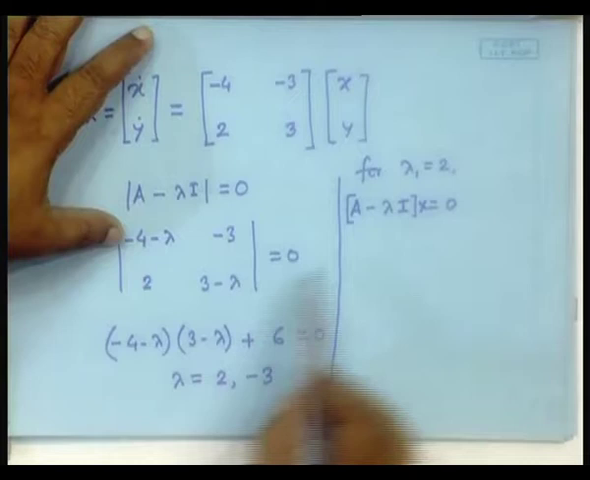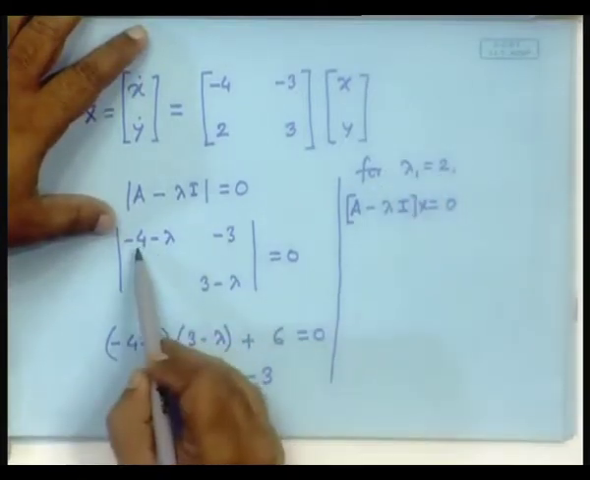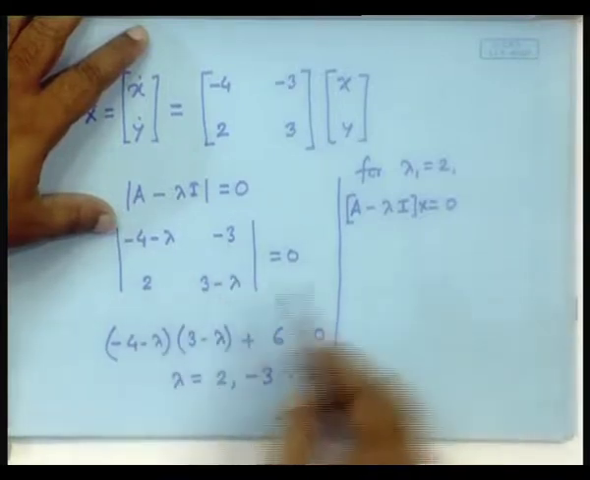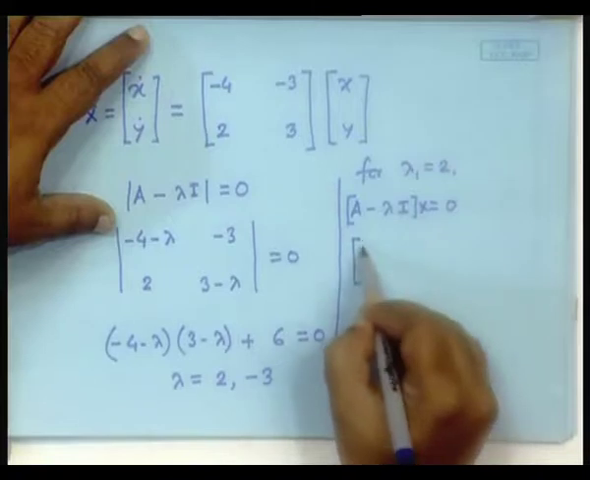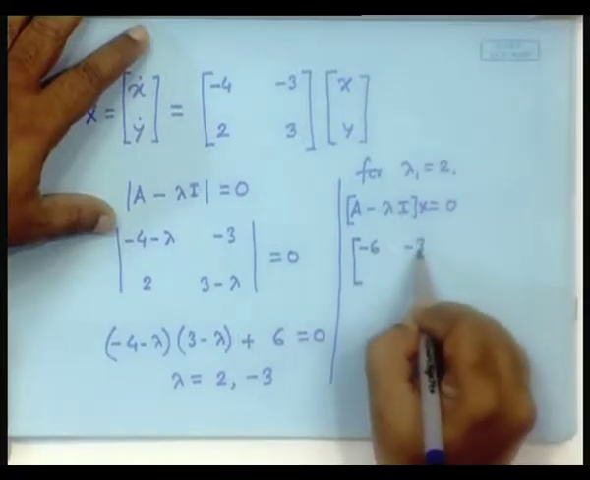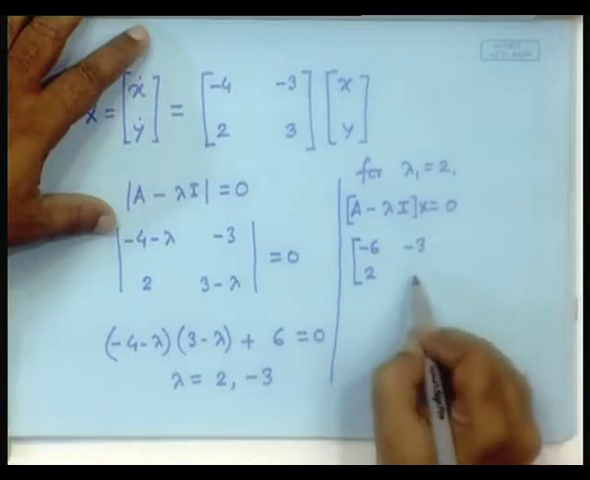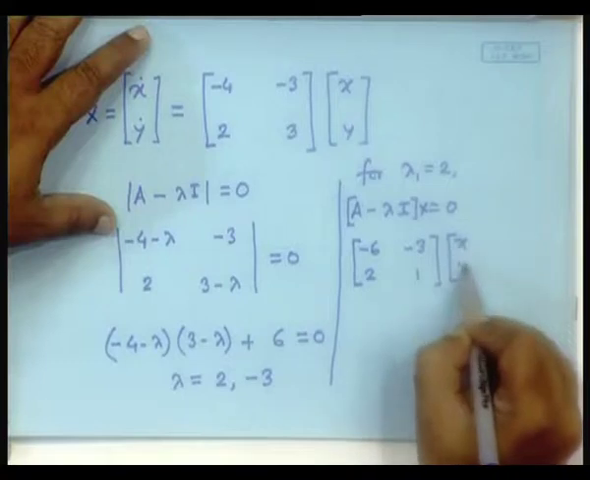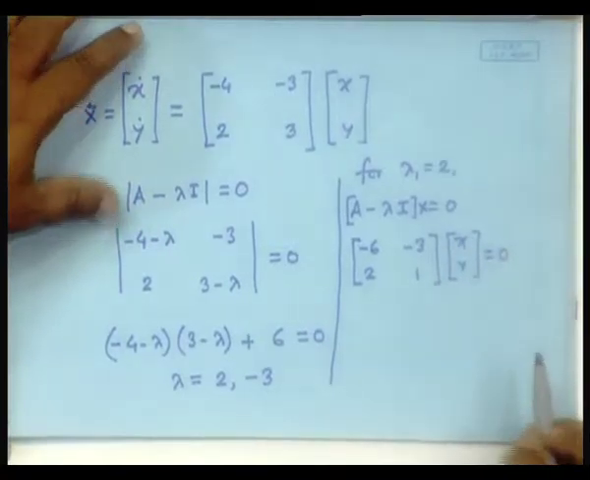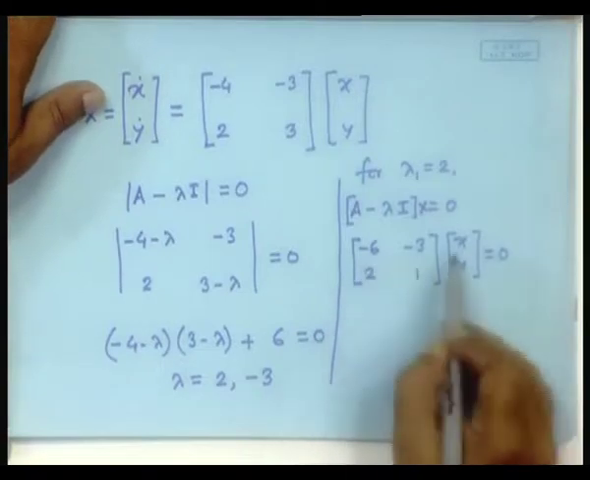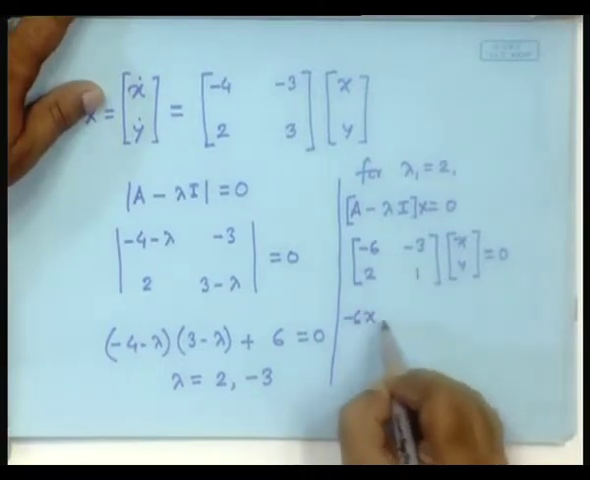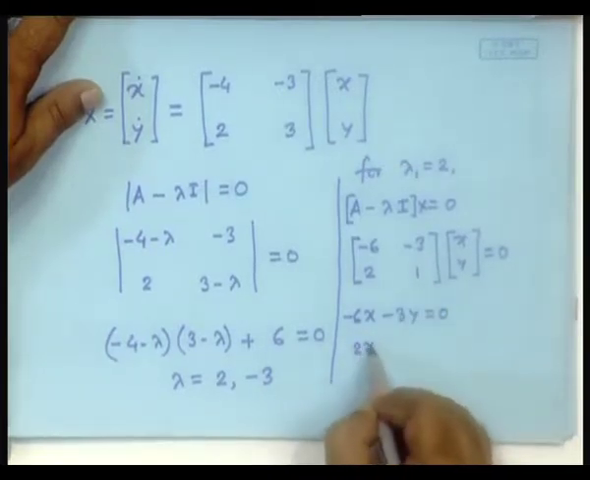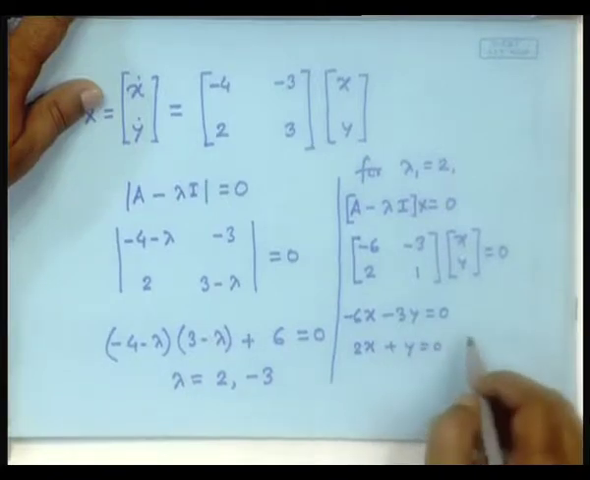So, this is the matrix A minus lambda I. Substituting 2, it is minus 4, minus 2, minus 6, minus 3, 2, so it will be minus 6, minus 3, 2 and 1, times x y, equal to 0. You will see the first equation is minus 6 x minus 3 y is equal to 0, and the second equation is twice x plus y is equal to 0. They are actually the same.